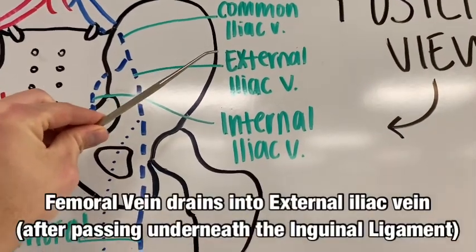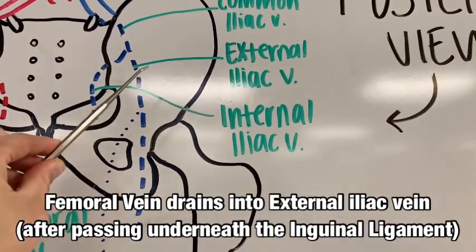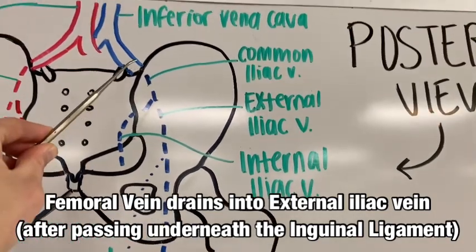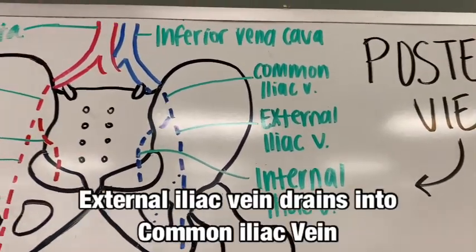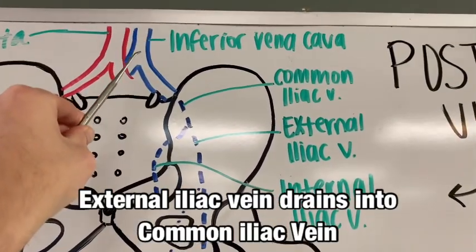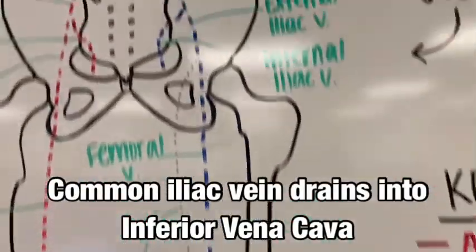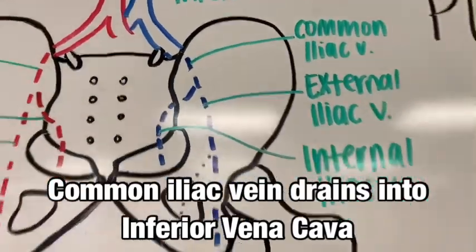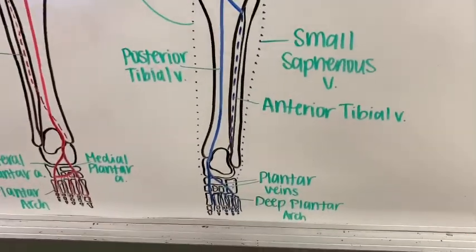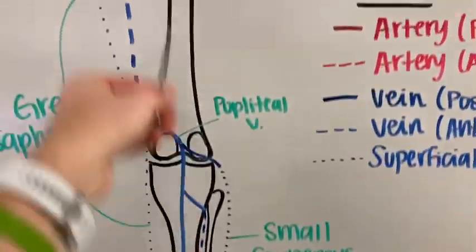This will be on the other side, but past the inguinal ligament it becomes external, internal, common, but then you go back into what's called the inferior vena cava. So a little bit different on the deep veins as you get up to this area, but pretty much the same from the ankle on up.